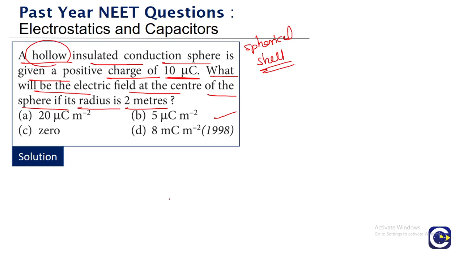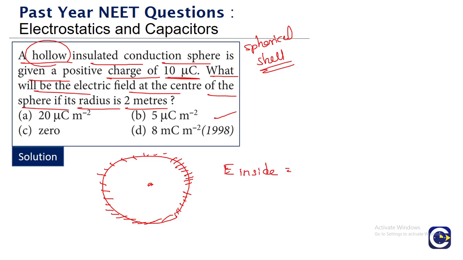Now think about it. If we have a shell, this is not a solid sphere. This is a hollow sphere, which means it is a shell. Charge will be only on the surface. As a result, the electric field inside the shell will be 0. This is an important electric field distribution: for charge on a spherical shell, the electric field created by it inside will be 0.